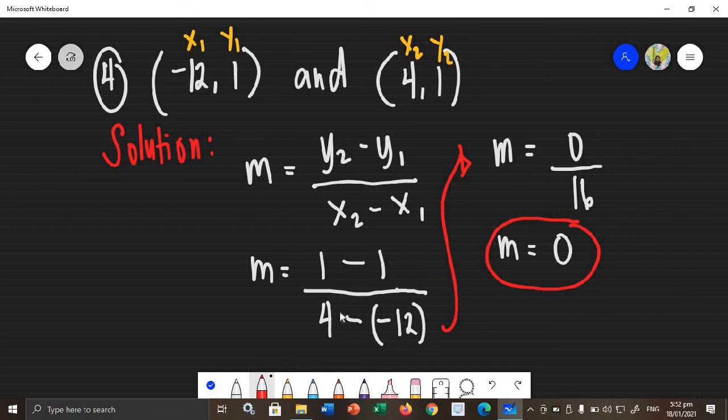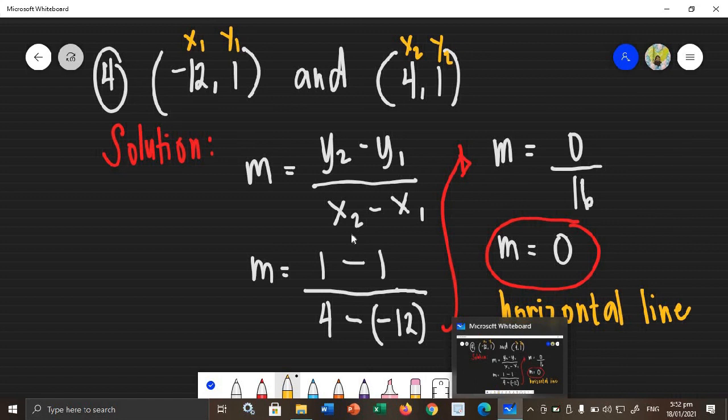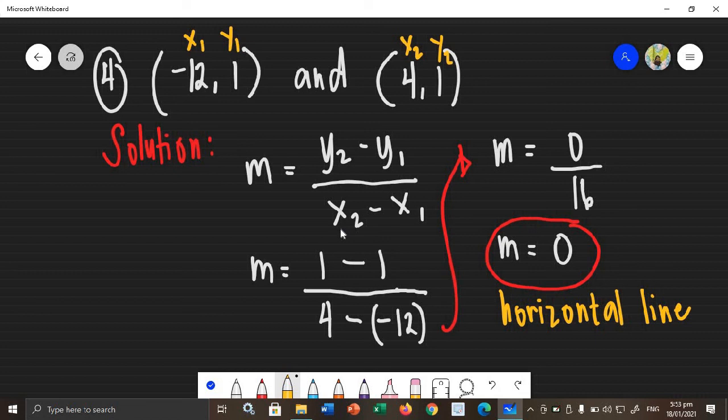Therefore, we can assume na kapag in-graph natin yung given natin, ang mapo-form na line is a horizontal line. Kasi ang slope niya ay 0. Okay? So, that is how you get the slope if the given are 2 points or 2 ordered pairs or 2 coordinates.